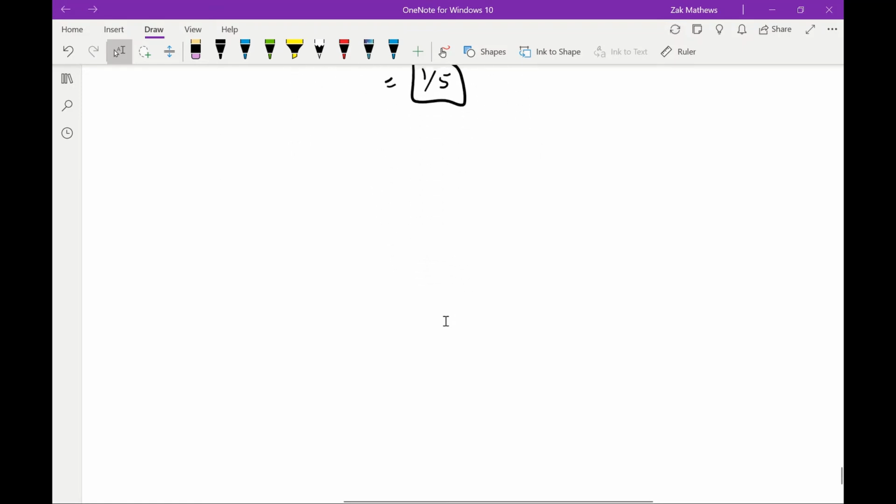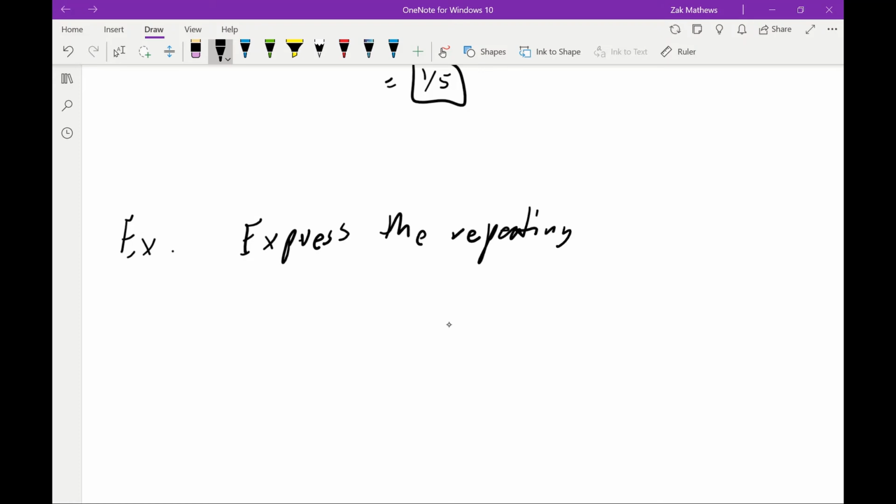Let's take another example. This one's going to be a little bit different. Express the repeating decimal .030303 continued as a ratio of two integers.